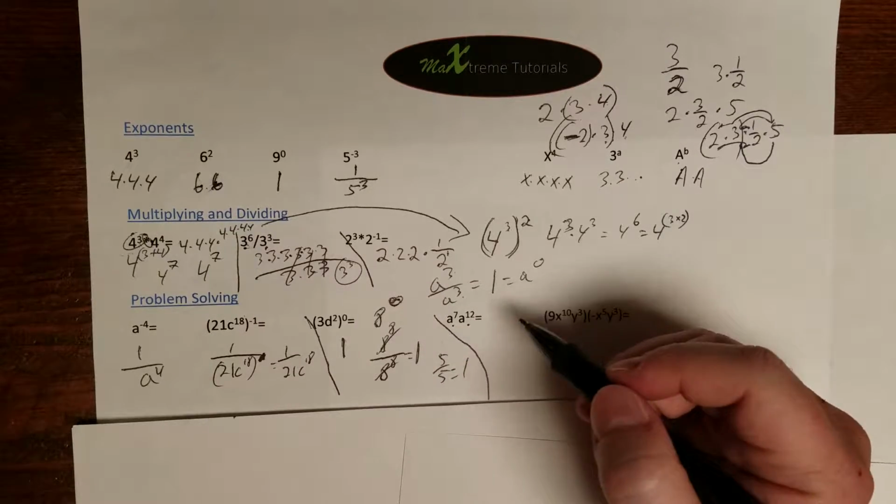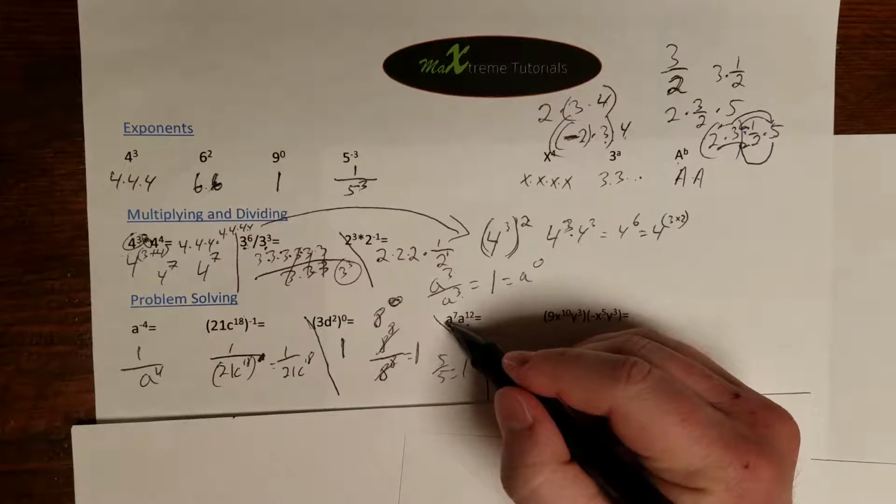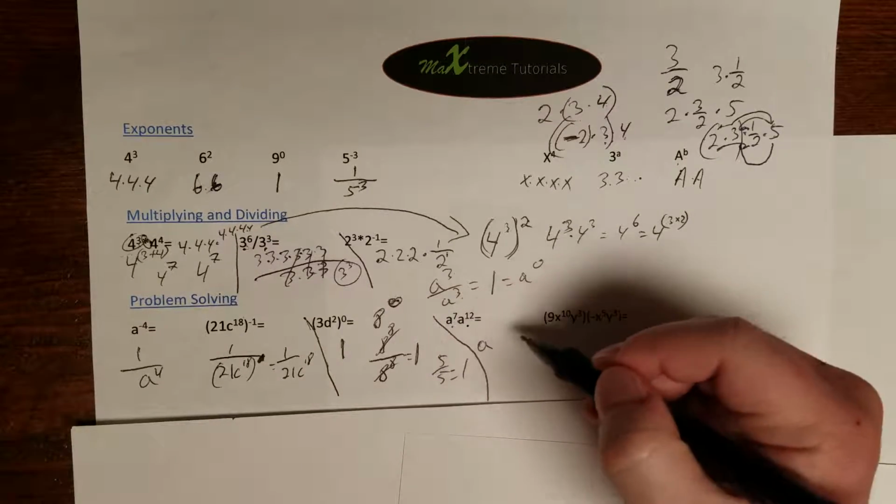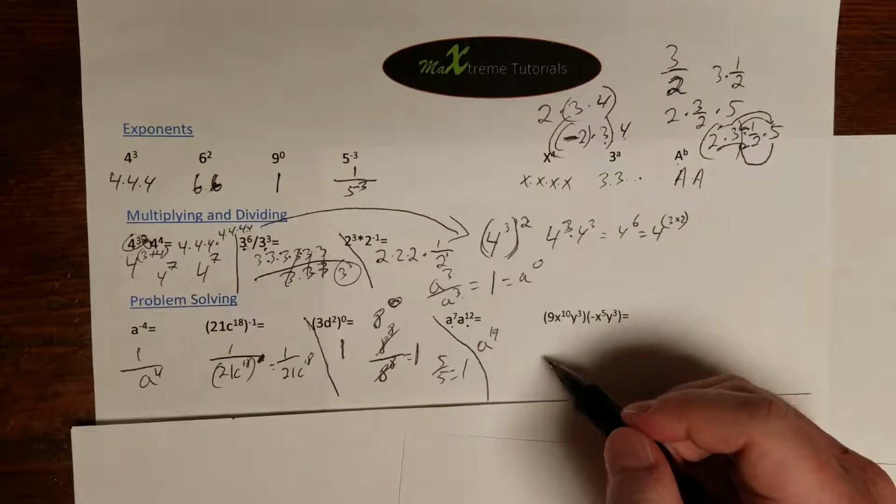A to the 7 times a to the 12, we talked about this. It's just a's multiplying across and just continuing to multiply 7 and then 12 times, which is 19 times altogether.